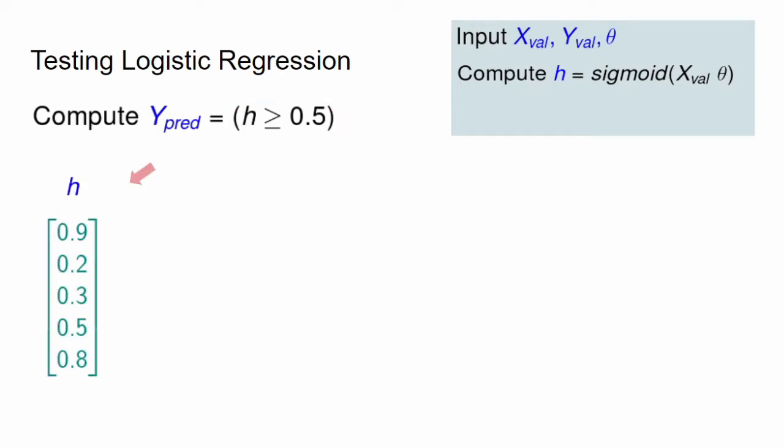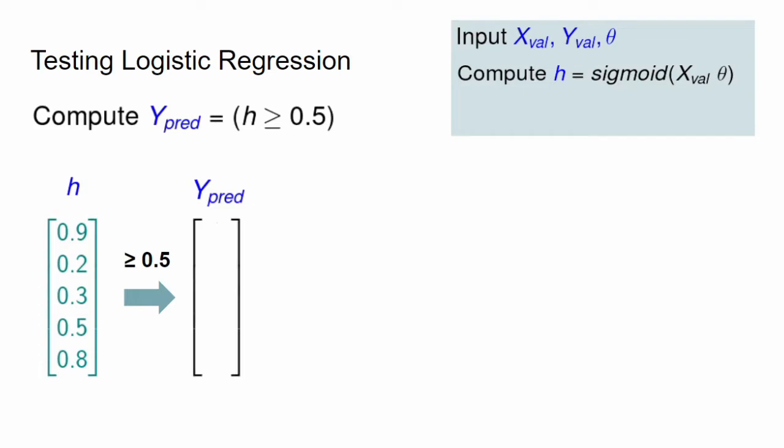Let's have a look at an example now. Imagine the output of our previous computation is this vector h. Now, we can compare every element in it with 0.5 to get a classification vector that we will call ypred. Let's now have a look at how this vector will be populated. The first element in h, 0.9, is compared with 0.5 and, as it is greater than it, ypred will contain a 1 in the first position.